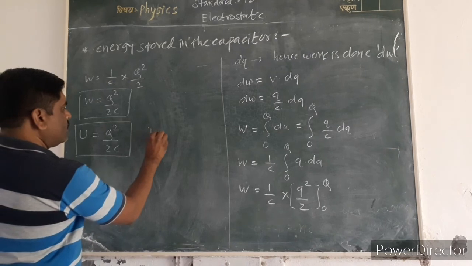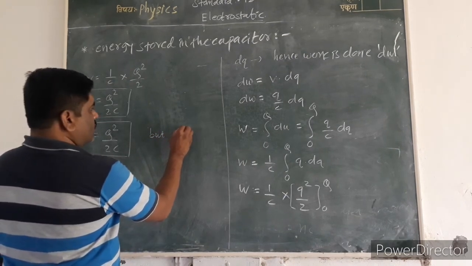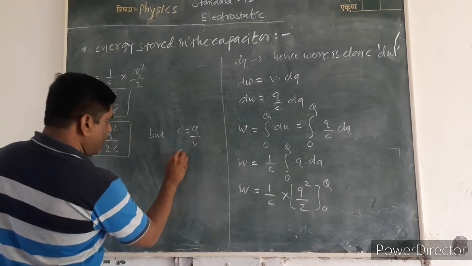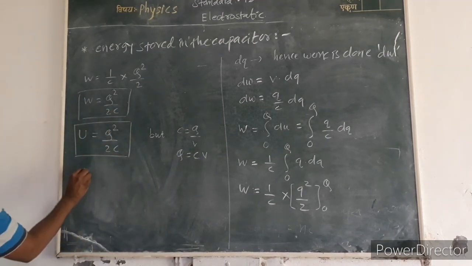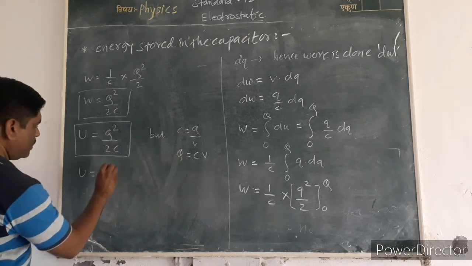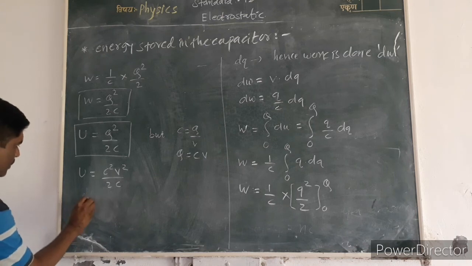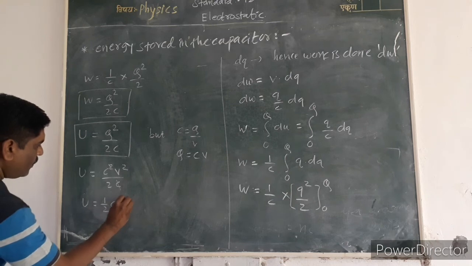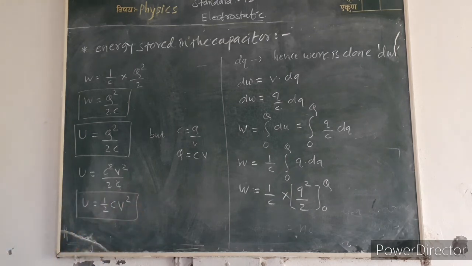But C is equal to Q upon V. Therefore, Q is equal to C into V. Therefore, U is equal to C square V square upon 2C. And this gives U is equal to, one C cancels, 1/2 CV square. This is another equation of energy stored in the capacitor.